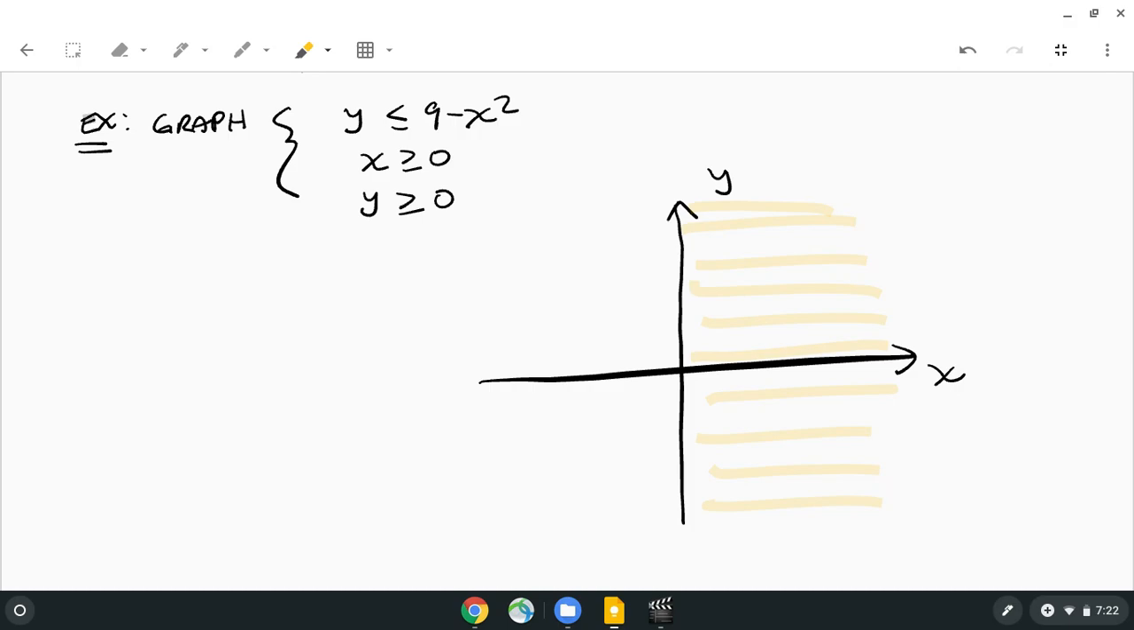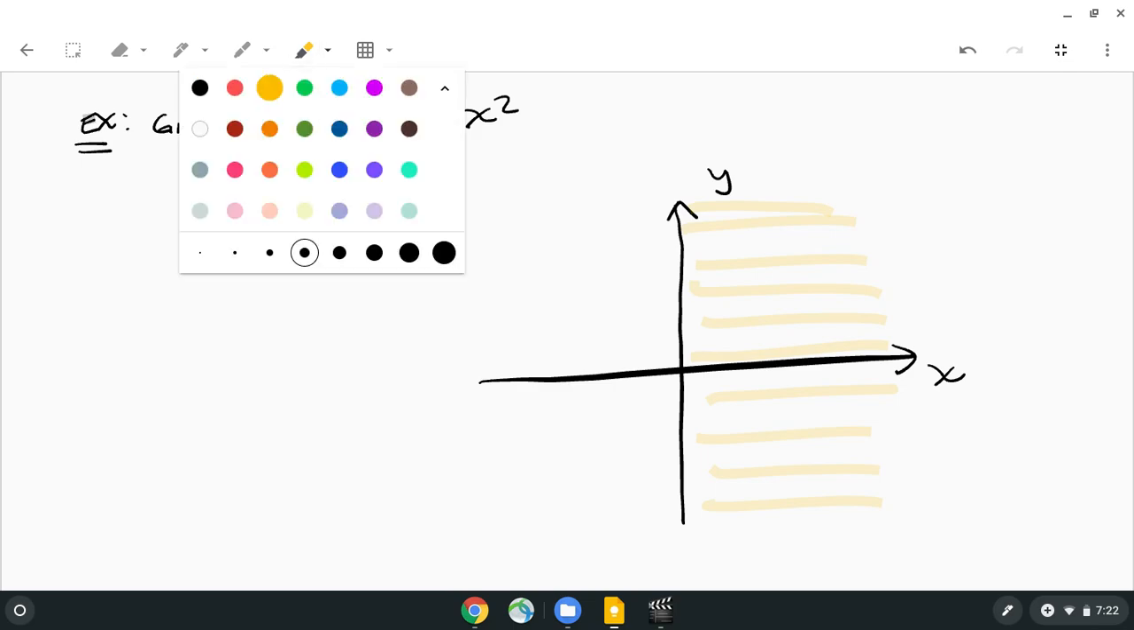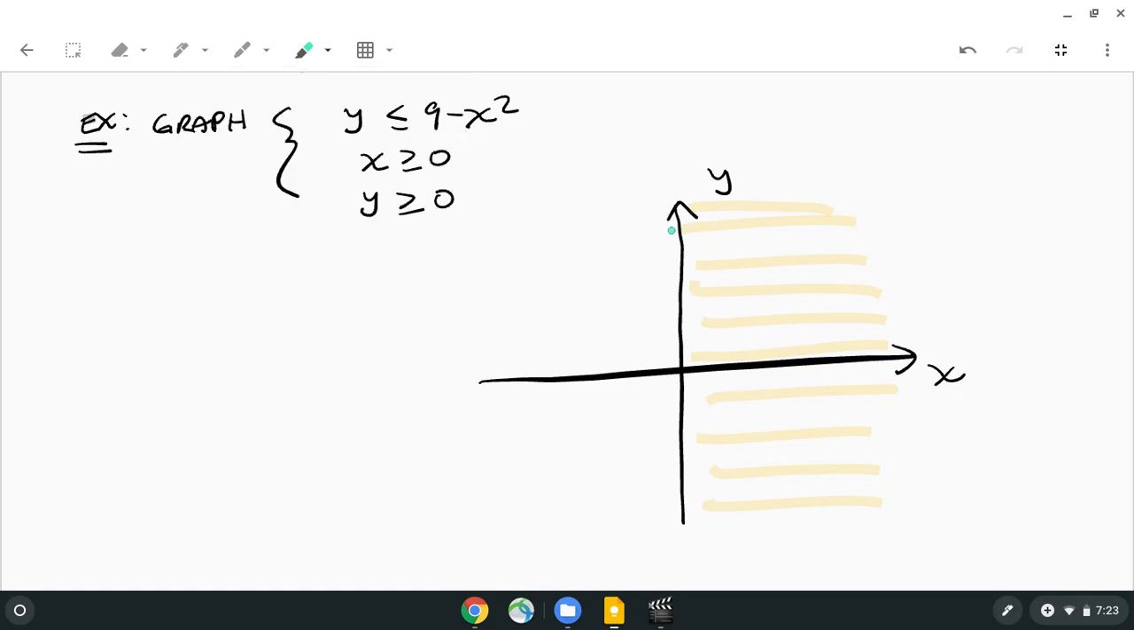Let me do the bottom inequality, y greater than or equal to 0. So here are your y values, right? Vertical. And here's 0. So all the y values that are greater than 0 are all the ones above, right? So all of these have y values that are greater than 0. So far from here, we can see that we are going to be in quadrant 1.